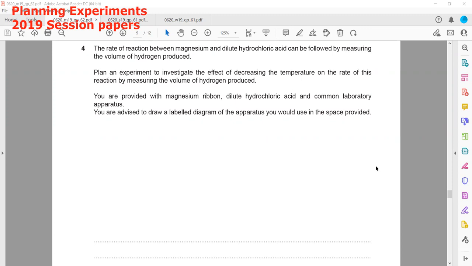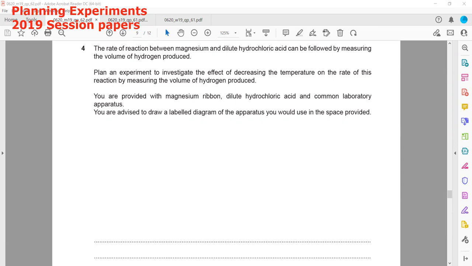We have a dilute hydrochloric acid. We have common lab apparatus. So we just want to find what is the effect of temperature on the rate of a reaction, or decreasing the temperature, how the rate of the reaction is affected.